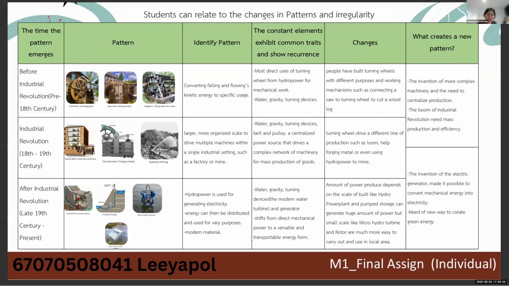Thank you, Kaliyapon. Here we can see a big picture and a clear explanation, with examples of how it has changed during the same pattern, and different images of its application. So I think it's a great presentation.